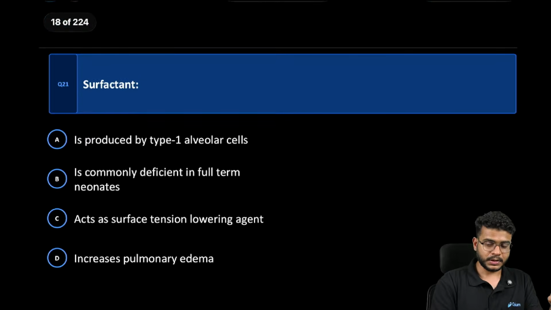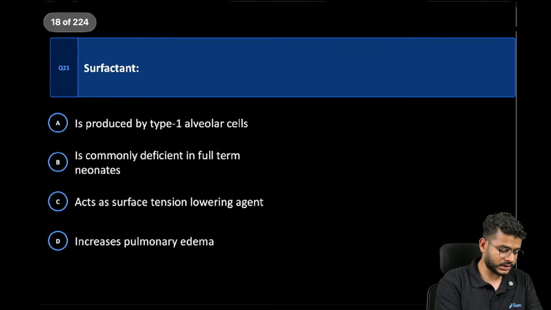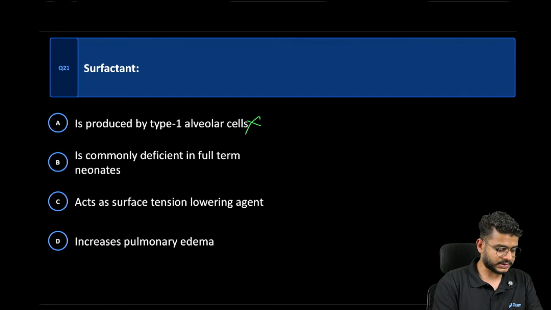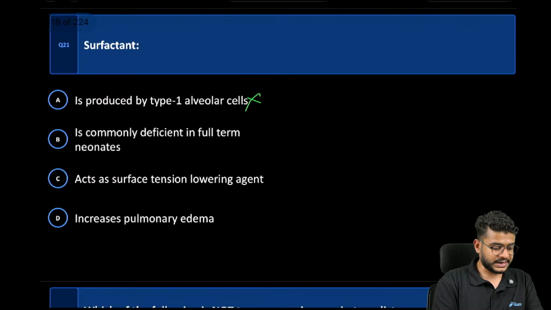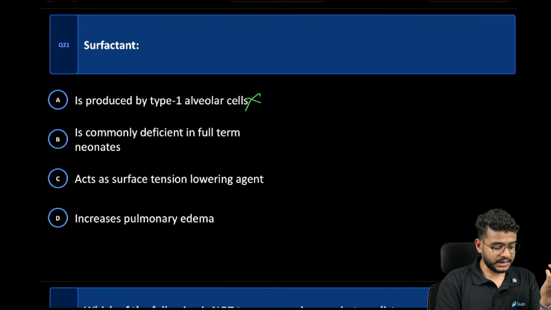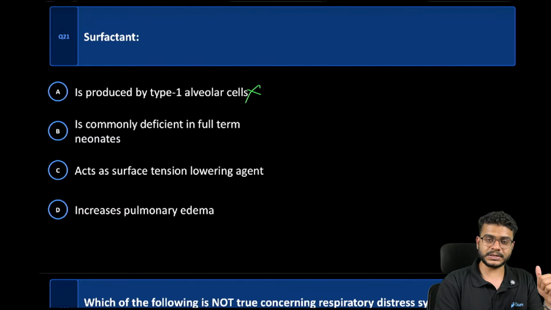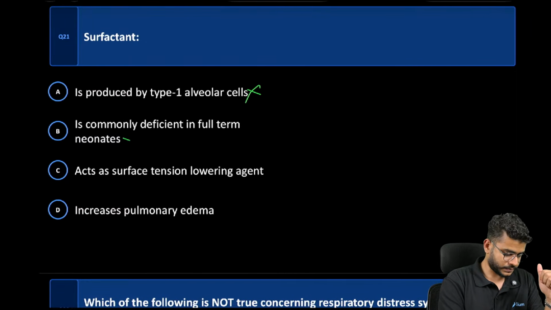Next question is about surfactant, just what we discussed now. Surfactant is produced by type 1 alveolar cells. No, it is produced by type 2 alveolar cells. Is it commonly deficient in full term neonates? No, it's commonly deficient in premature neonates or preterm neonates, because the surfactant is being produced after 36 weeks of gestation. So in full term neonates there is no deficiency of surfactant, so this is also wrong.